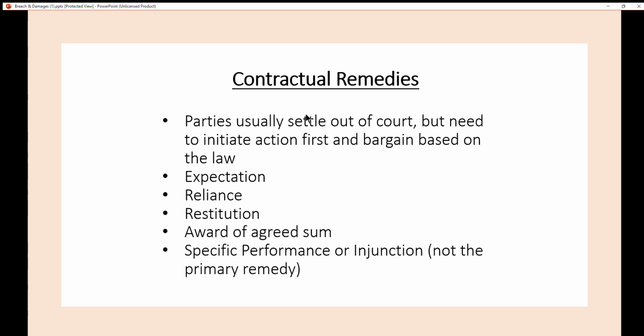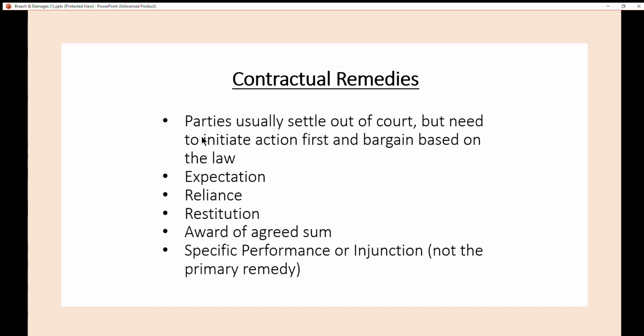Okay, because going to court takes 5 years, 7 years, and then you spend a lot of money to pay your lawyer fees and all. So they will settle it lah, but when they settle, how do they know who is right, who is wrong, how much should I pay you? So it's all based on what the law is. The law has a way of calculating, and then you pay lah.